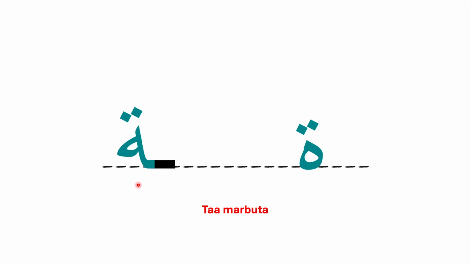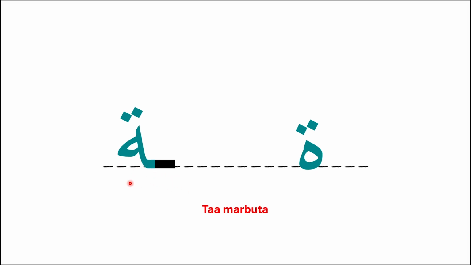The next letter we're going to look at looks very similar to the ha, but it has two dots on top, and we call that ta marbuta. Ta marbuta can only appear at the end of the word, and it could either be not connected to anything like this, or only connected to what comes before it, and it would look like that. The ta marbuta by default is only pronounced as an h sound at the end.